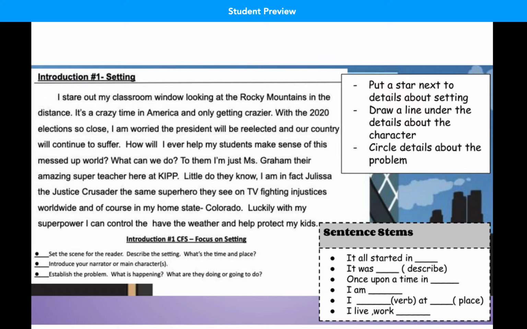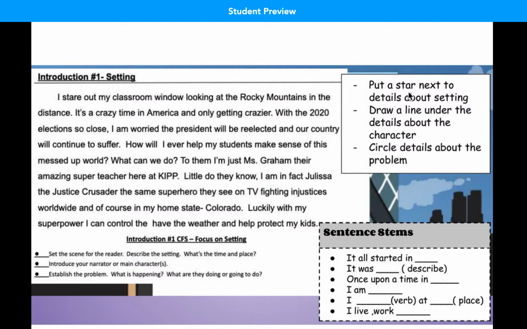You have finished planning your characters and what possibly might happen in their story, it's time to write the beginning. So let's see what will happen in your story. There are two different ways you can write your beginning. The first one is you can focus on the setting. Let's look at my example and analyze it so that you can write your own beginning that focuses on the setting. Introduction number 1, setting.